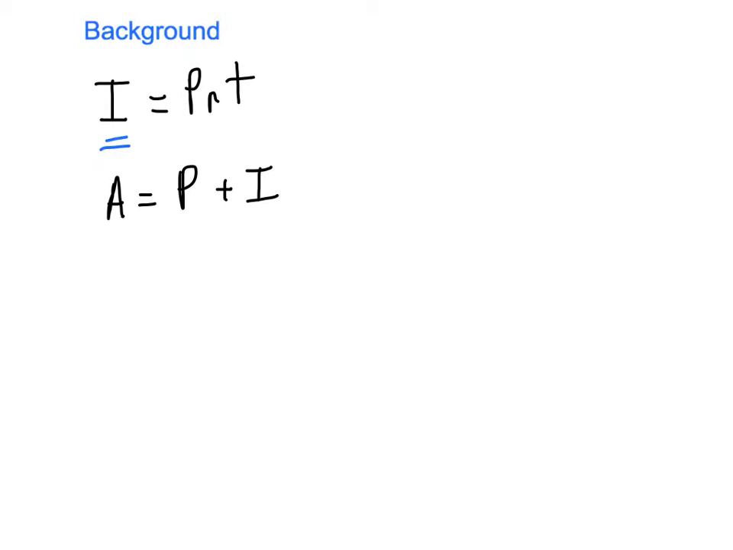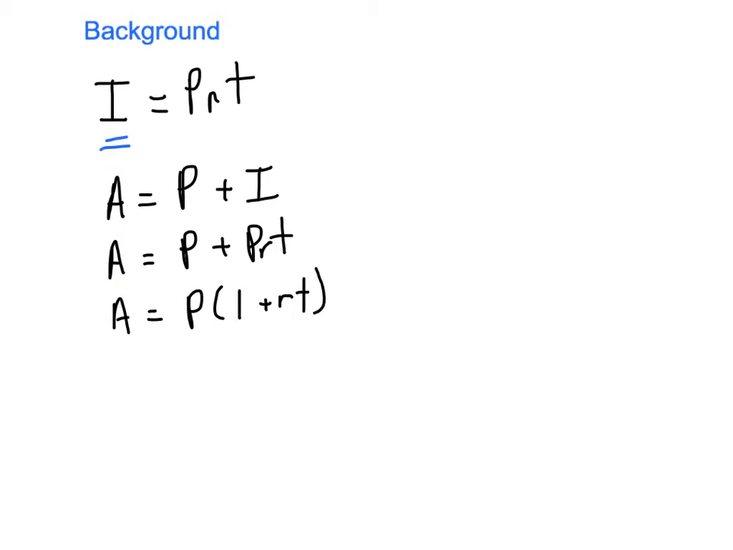Now we can substitute PRT for interest and then factor, and come up with what we call our simple interest formula. Remember, this is only computed off the original principal, the interest earned over a period of years. So this is simple interest.